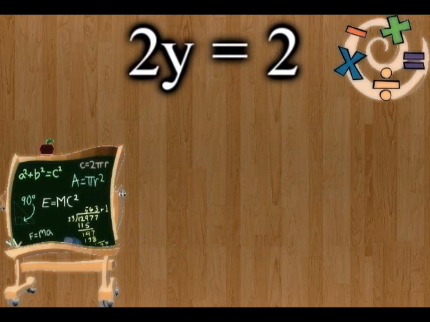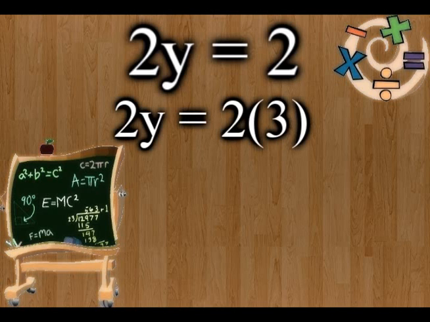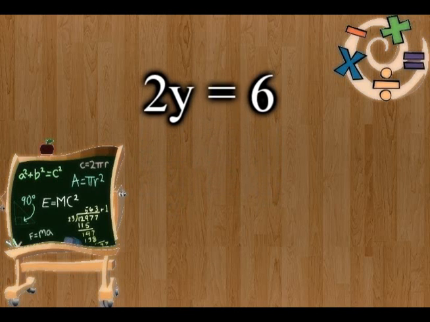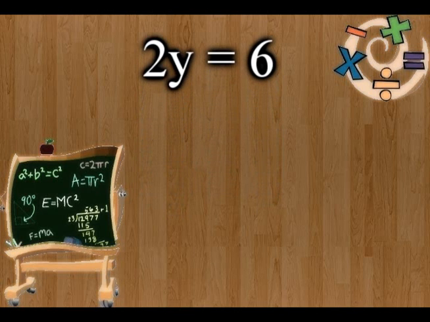There's still something left to do. Since we multiplied the left side of the equation by 3, we now have to multiply the right side of the equation by 3 as well. Now we have 2y equals 6. This means that 2 y's are equal to 6.